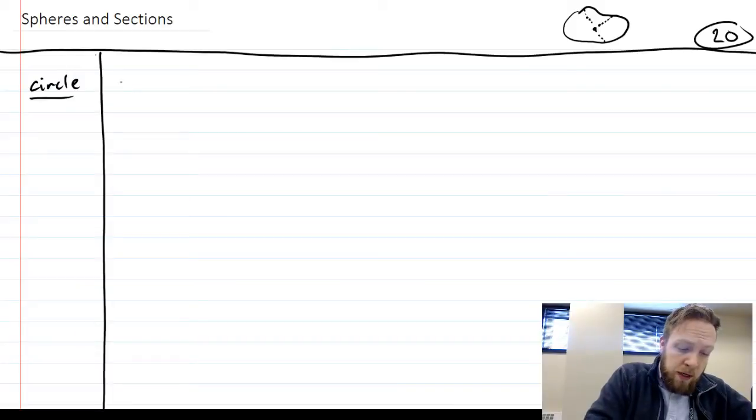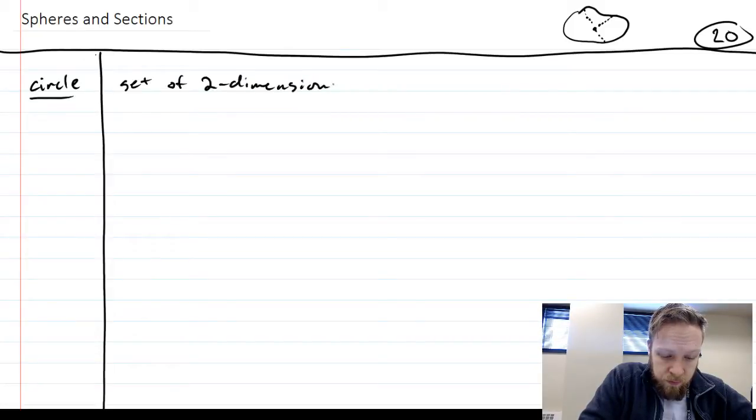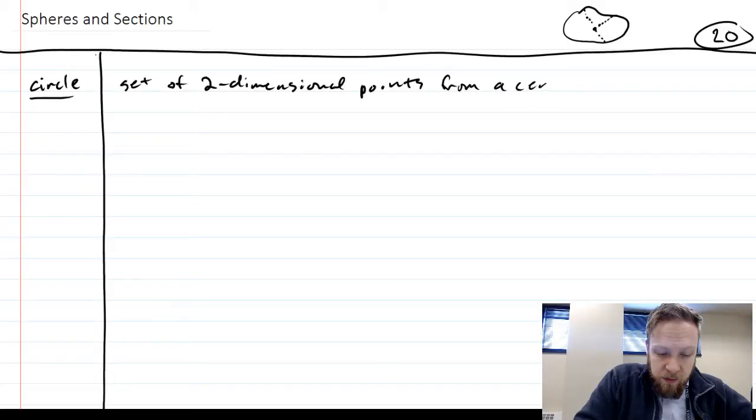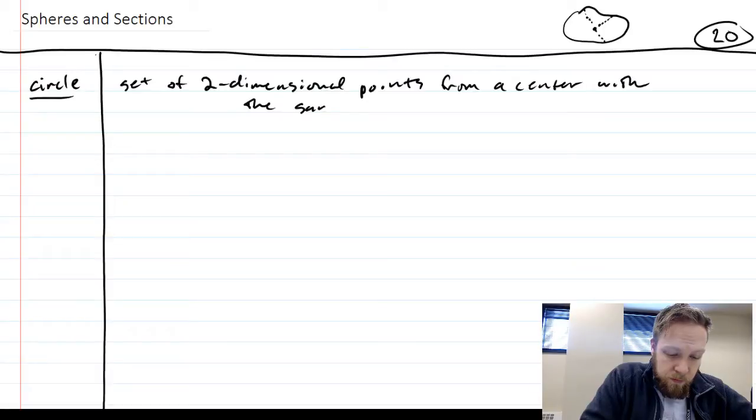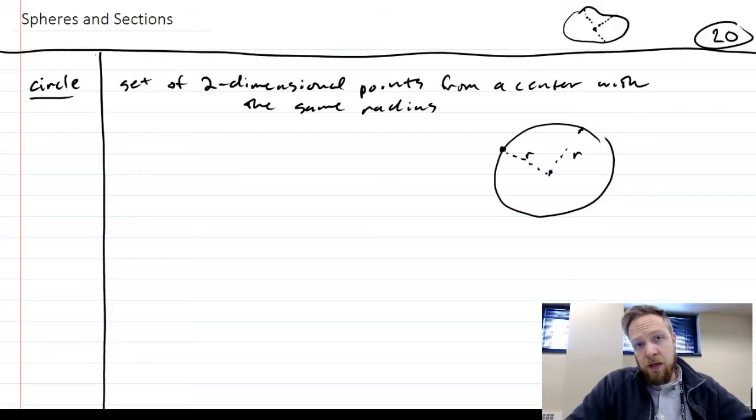So let's write that really quick. The circle is the set of 2-dimensional points from a center with the same radius. Okay, so if I have a center here, and if I draw a circle around it, any direction that I head out from the center, the measurement right there should be the same. We call that the radius.